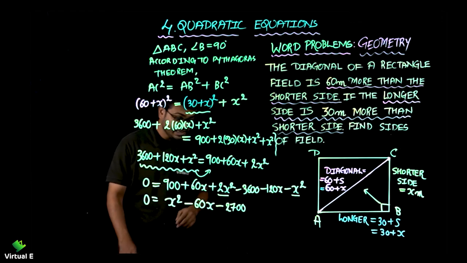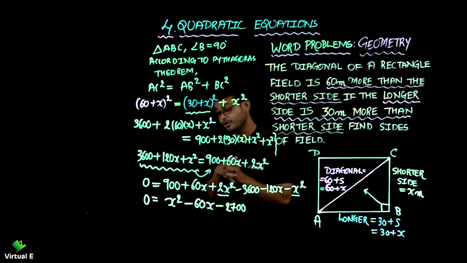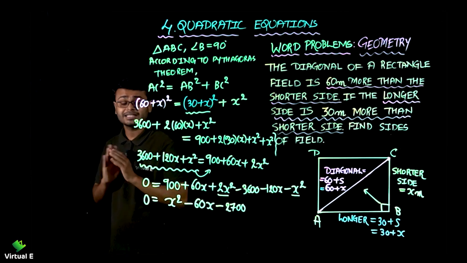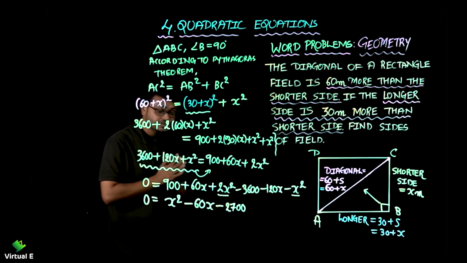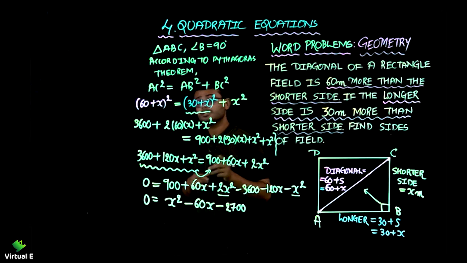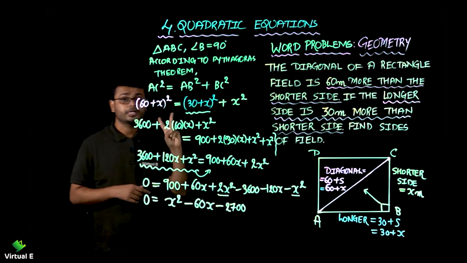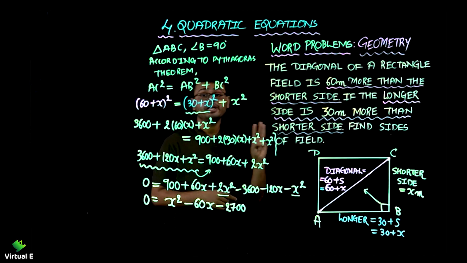Can I do any kind of simplification from this point onwards? No, that's it. I cannot do any kind of simplification. Now there are three ways to solve this equation. First is factorization, second is the quadratic formula, third is completing the square.